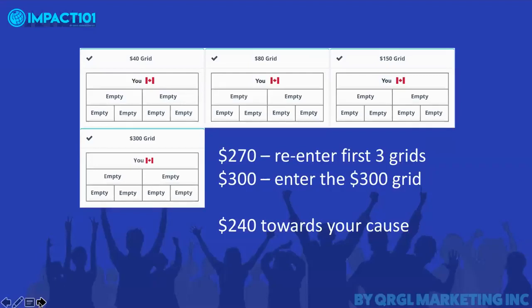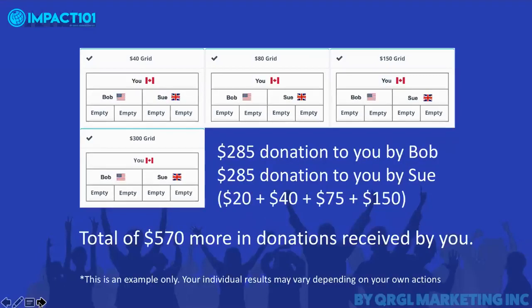So when Bob and Sue now help their 2 people find their 2, they're going to do the same thing. They're going to complete their grids. They're going to use the $810 they received to re-enter the first 3 grids for $270, enter the $300 grid, and put $240 towards whatever they're raising funds for.